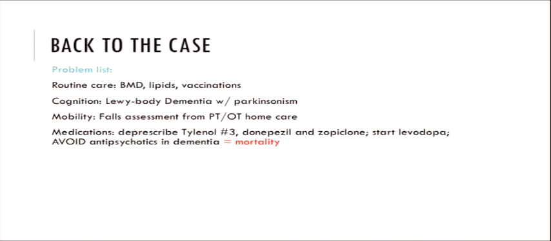And then Zopiclone, right? Increased mortality and increased falls risk with sedative hypnotics. So we're going to deprescribe that. Again, we'll have to taper it. And then we want to start levodopa. We want to treat those Parkinsonian features. That'll reduce her risk of falls, right? And it'll improve her functioning. And then we want to avoid antipsychotics in dementia. Any dementia, this increases mortality by 1% to 2%, just absolutely, right?